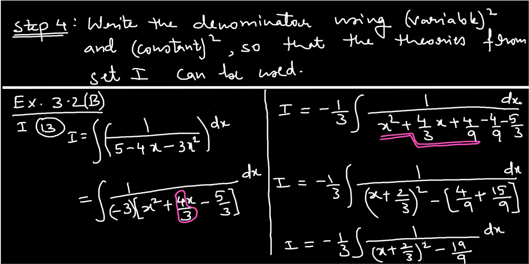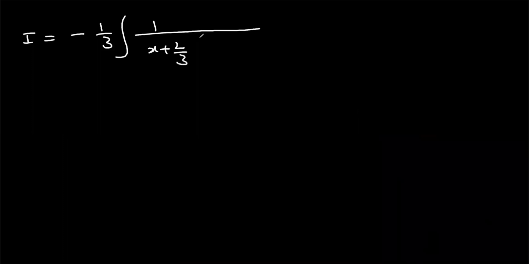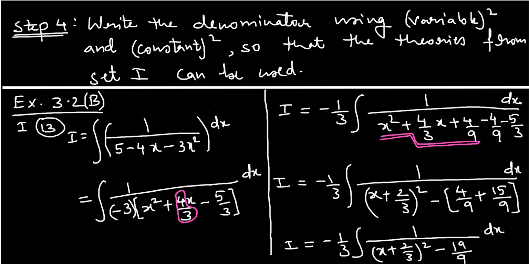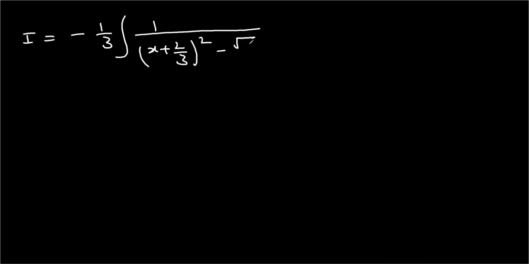Next step I have, therefore I equals to negative 1 by 3 and 1 upon x plus 2 upon 3 the whole square minus, as I have to apply the results, which is variable square and constant square, this 19 over 9, I will be writing it as root of 19 upon 3 the whole square. I will write root of 19 upon 3 the whole square dx.